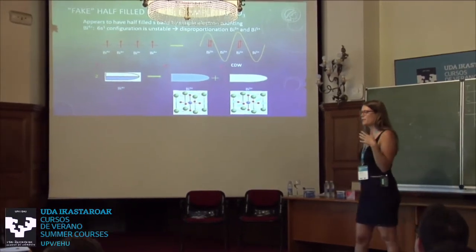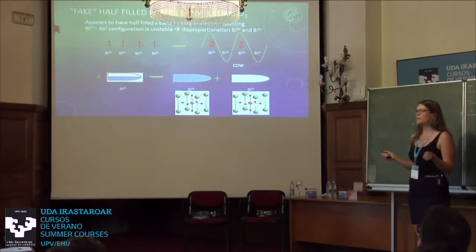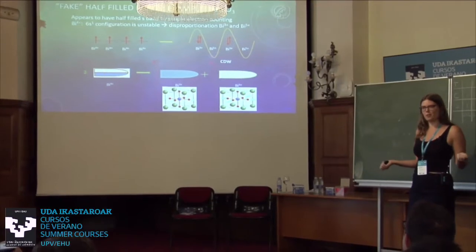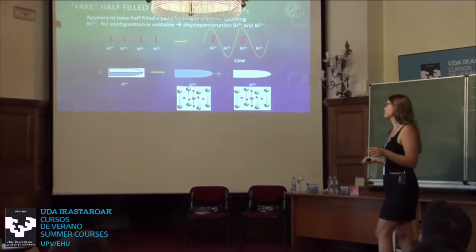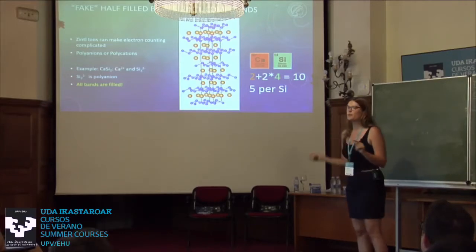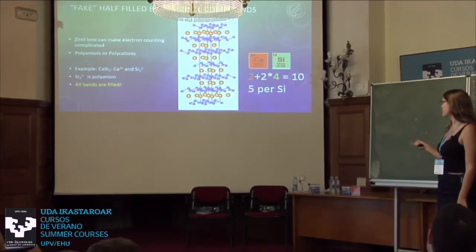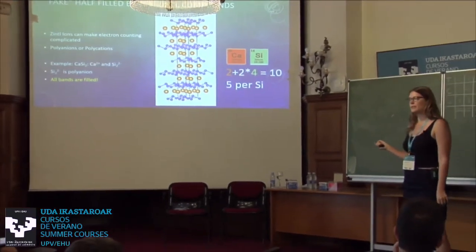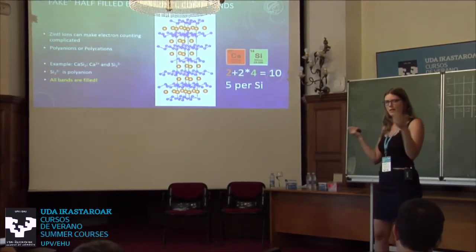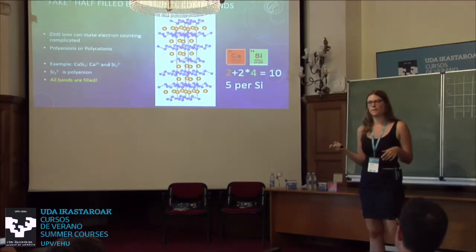So if you think about non-symmorphic compounds, this is some kind of trap we can walk into: a compound might appear to be half-filled, but if you look carefully, it's not. Okay. And there are more of those fake half-filled bands. One is what I showed you already before, the zinc-phase calcium silicide, where you would count 5 electrons per silicon. If you know that 2 of them are s electrons, you would think you have 3 p electrons, which would be a half-filled p band. However, because of the bonds, this is not happening.